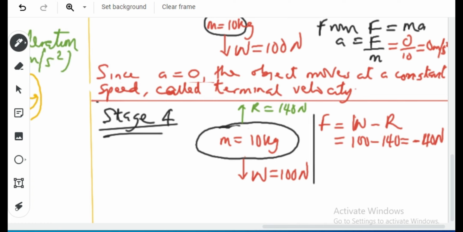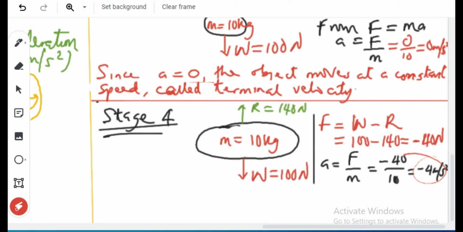Let's get the acceleration. So acceleration will be what? F over m, is it not? What is the force? What's the resultant force? Minus 40 over 10. And that gives you what? Minus 4 meters per second squared. So this is now deceleration because it is giving us a negative acceleration. You know, a negative acceleration means deceleration.